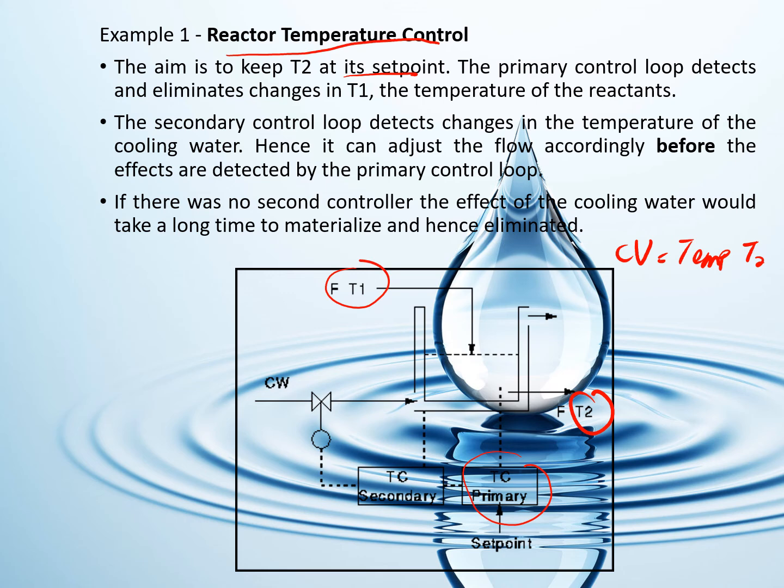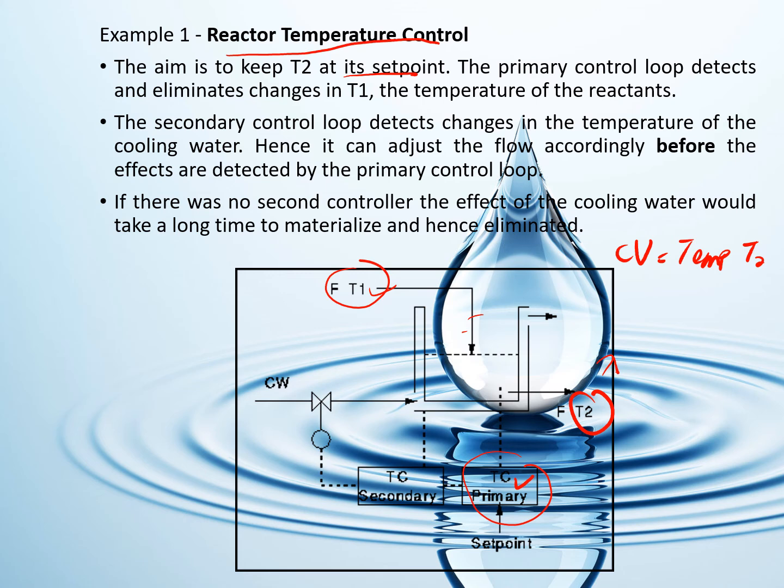These changes actually will cause the deviation of this control variable. So that's why this primary controller will detect and eliminate any changes of this one, so that the deviation of the control variable will be minimized. Okay, the secondary control loop will detect the changes in the temperature of the cooling water.